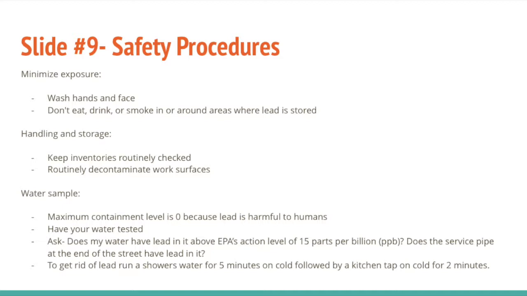Water sample. Maximum contaminant level is 0 because lead is harmful to humans. Have your water tested. Ask, does my water have lead in it above EPA's action level of 15 parts per billion (ppb)? Does the service pipe at the end of the street have lead in it? If the answer is yes, you need to get your water fixed and checked out. To get rid of lead, run a shower's water for 5 minutes on cold, followed by kitchen tap water for 2 minutes on cold.